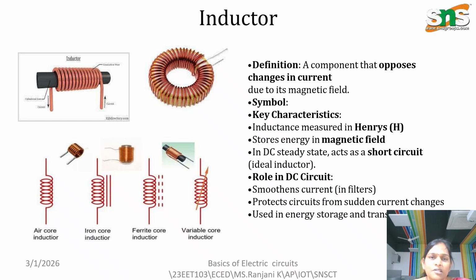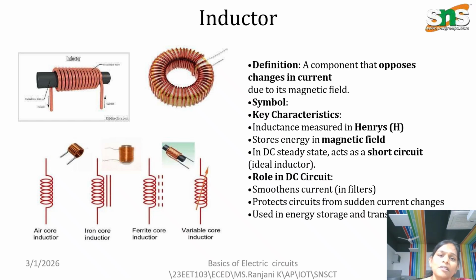Let us see the role of an inductor in DC circuits. It smoothens the current, is used in filters, protects the circuits from sudden current surges, and is also used in transient analysis. For example, chokes, tube light chokes, transformers and power supplies are said to be inductors.